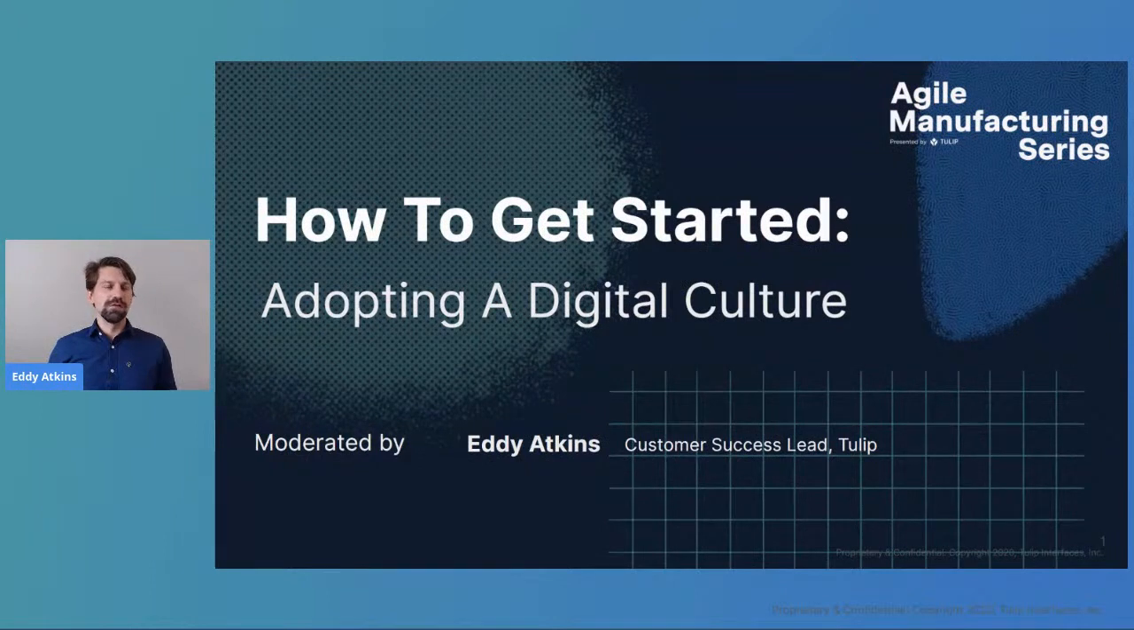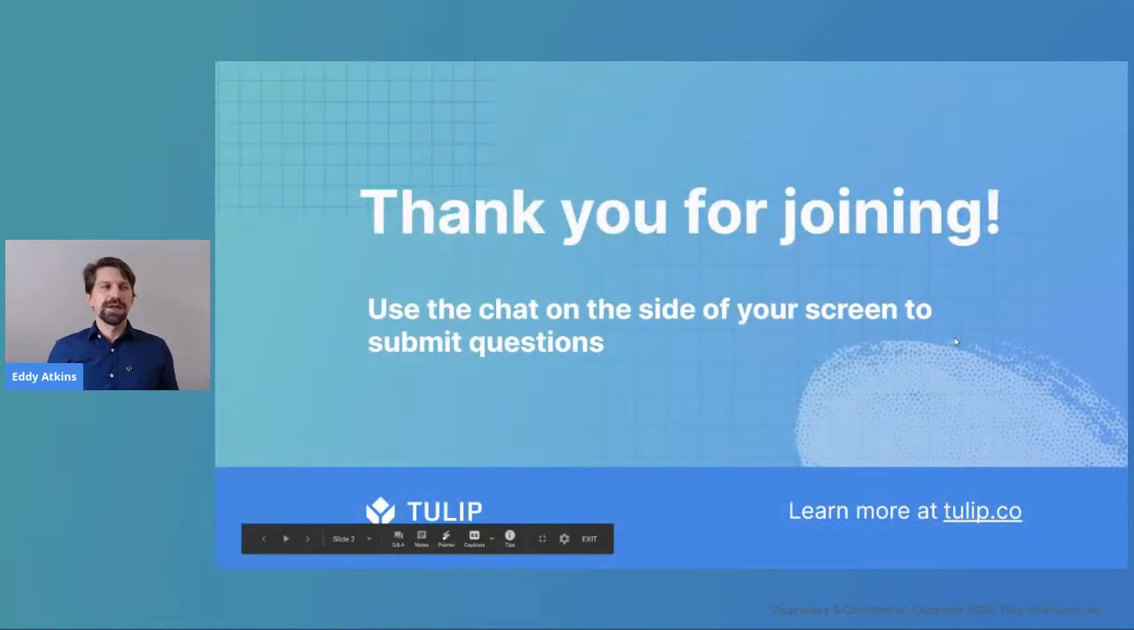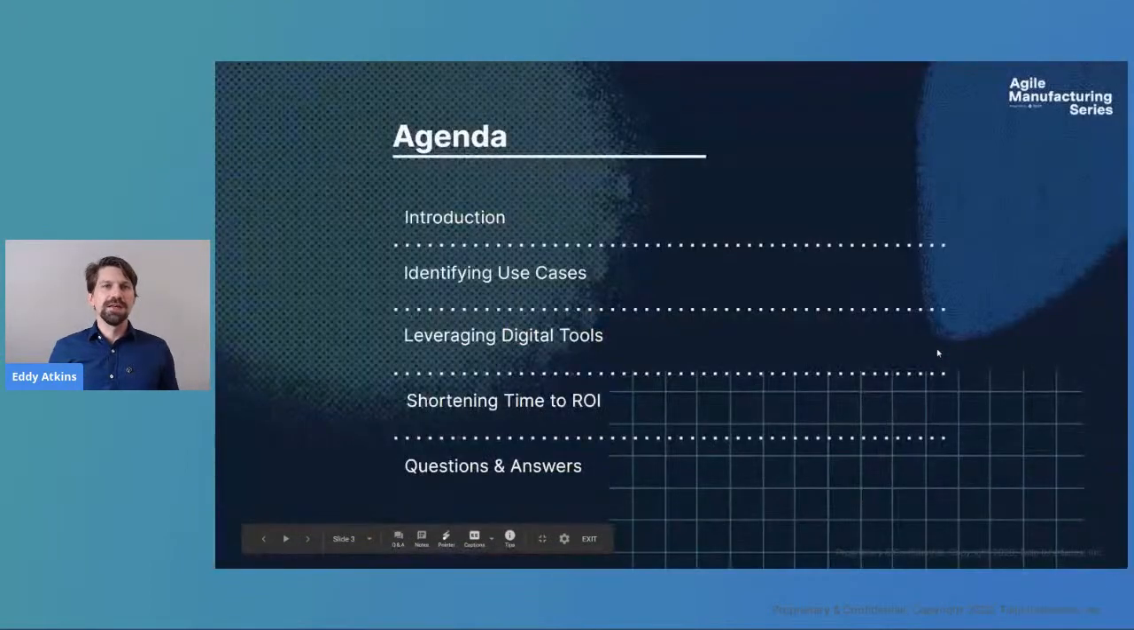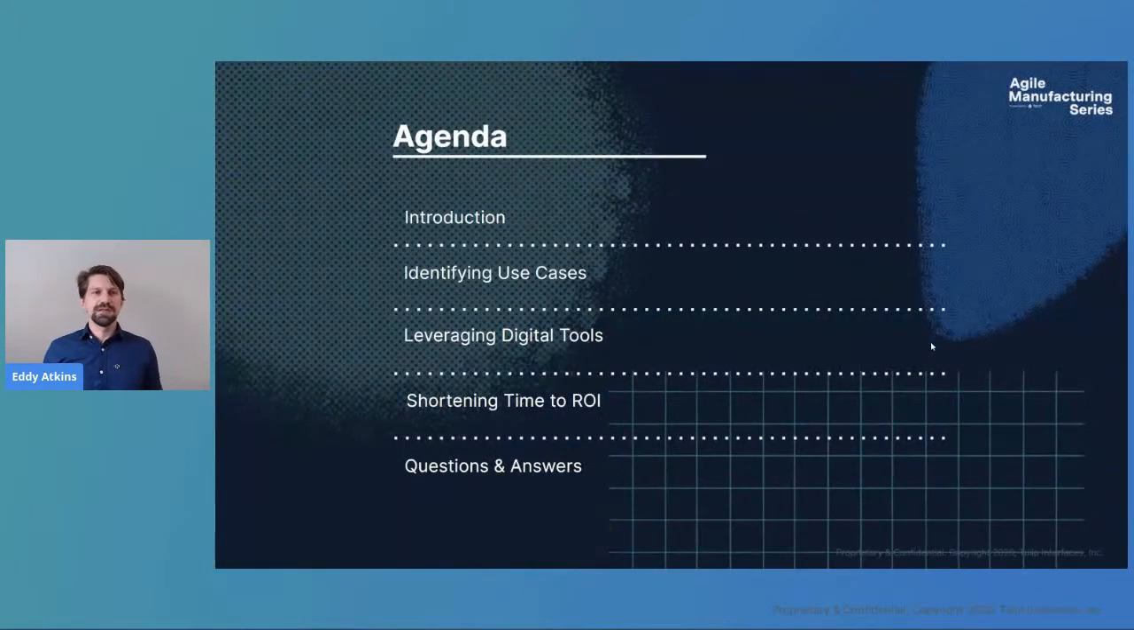forward with Tulip. We're going to cover three topics of conversation today. So identifying use cases. So how do you really get started in deploying Tulip and getting going forward? Hopefully lots of tips and tricks on how to really get started well. And then once you have those tools embedded, how can you get the most out of them?